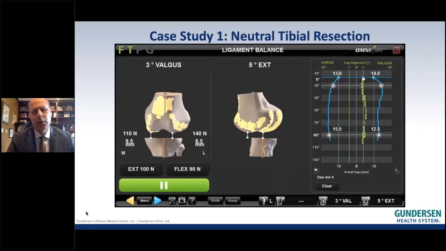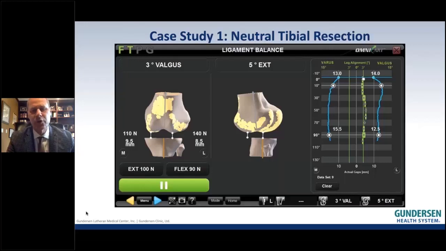And so you can see that this isn't the balanced knee. You have 15.5 millimeters and 12.5 millimeters in flexion. The left side is varus, the right side is valgus. And in extension at the top of the screen, you see we've got 13 and 14. So we need to do some work to balance this knee.